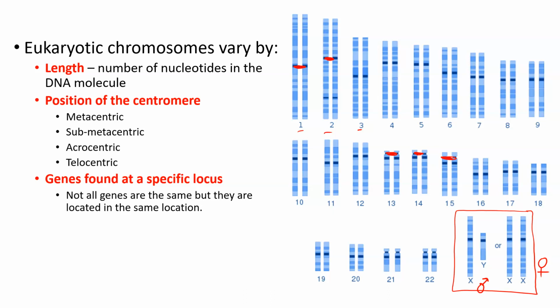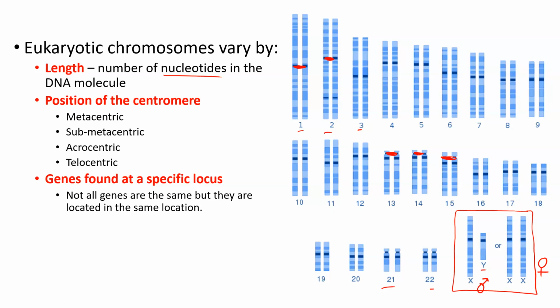Some chromosomes like 21, 22, and even the Y chromosome are very short. Some chromosomes like 1, 2, and 3 are very long, and so the length is dependent on the specific number of nucleotides in the DNA molecule. The more nucleotides a chromosome contains, the longer the molecule will be.